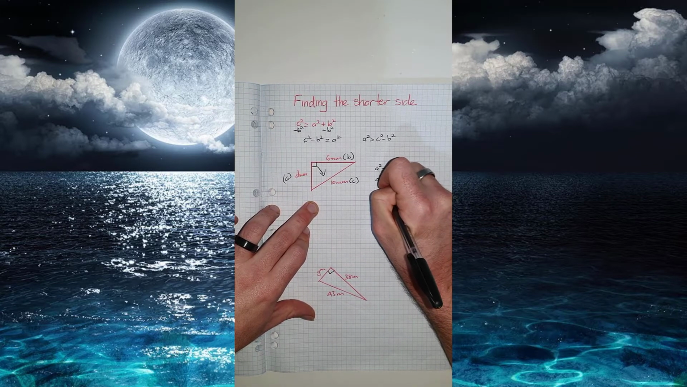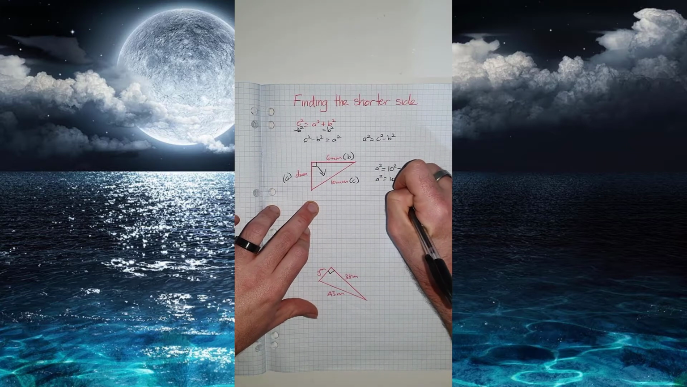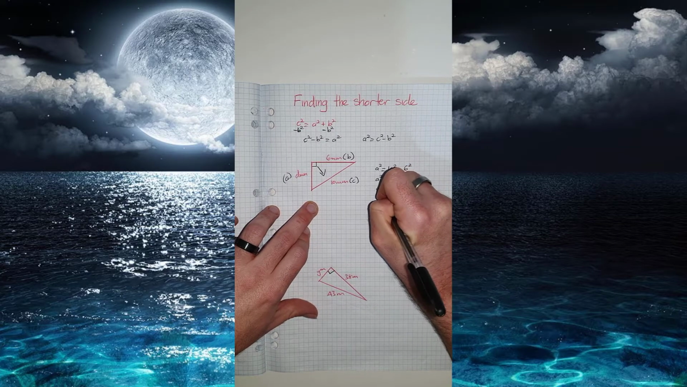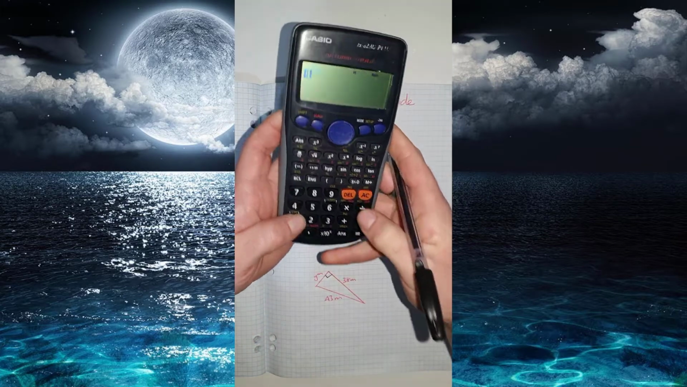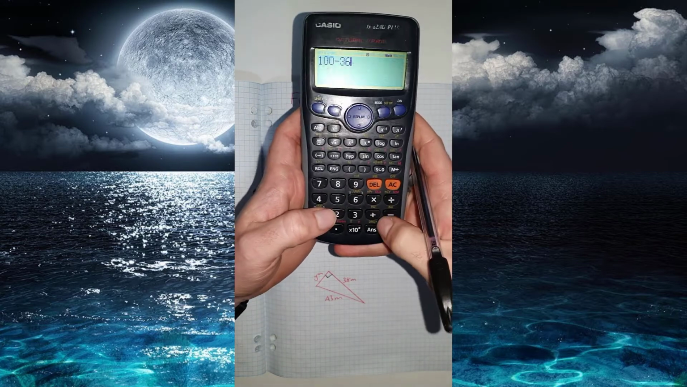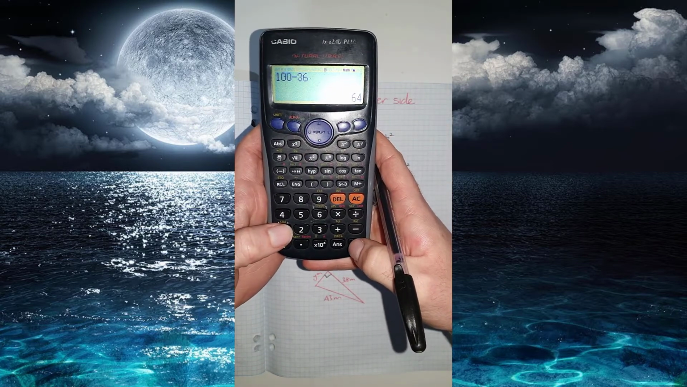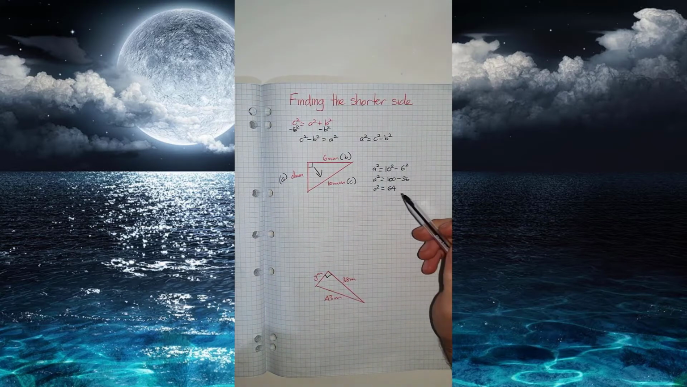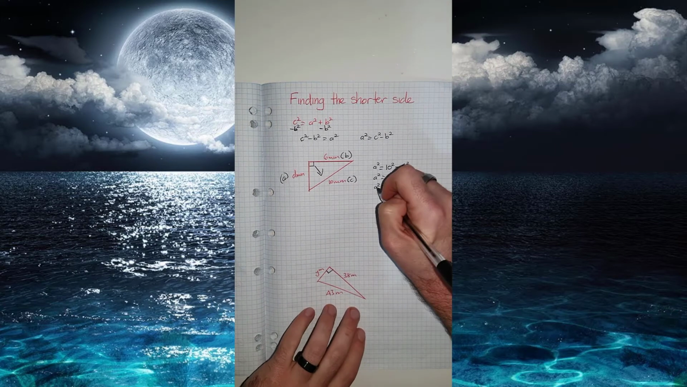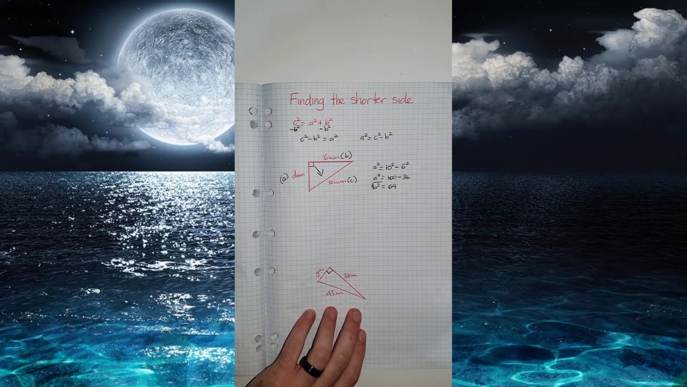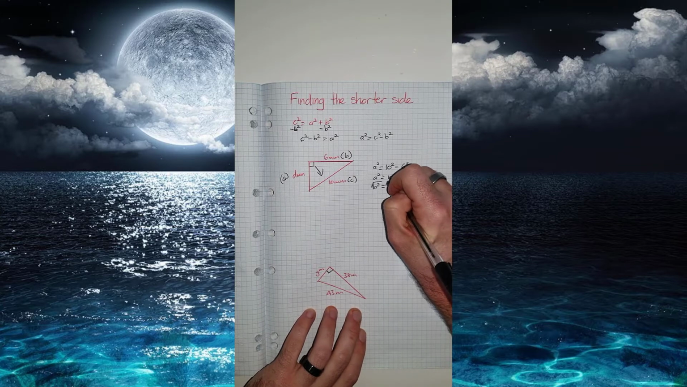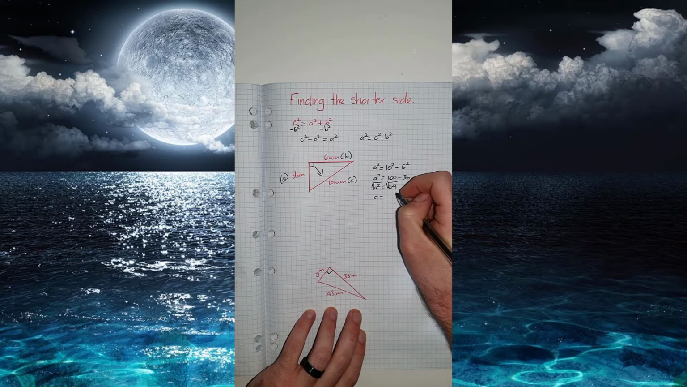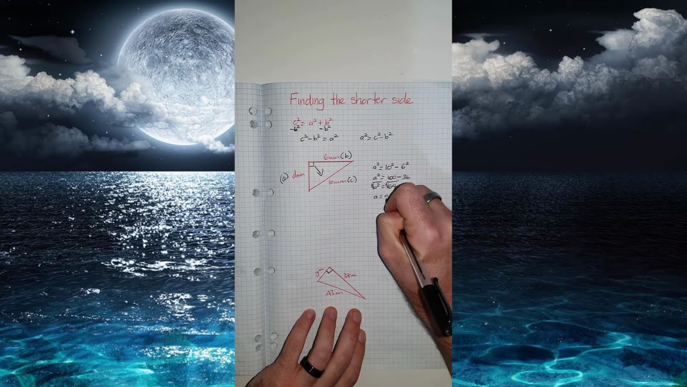Now let's break that down. So 100 minus 36. Now you can actually do that in one step. I'm just breaking it down in case you get a bit confused as to what I'm doing. So 100 minus 36, that is 64. Now remember, we don't want this squared. This is very similar to quadratic equations. So let's square root that, and if I square root one side, I have to square root the other. So I've got a on its own equals the square root of 64, which is 8.